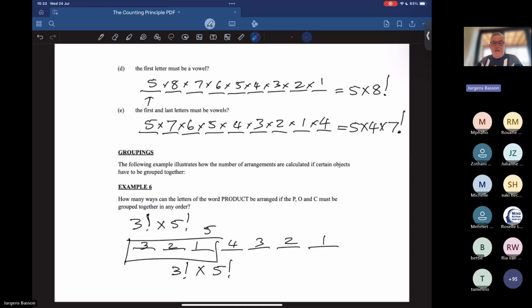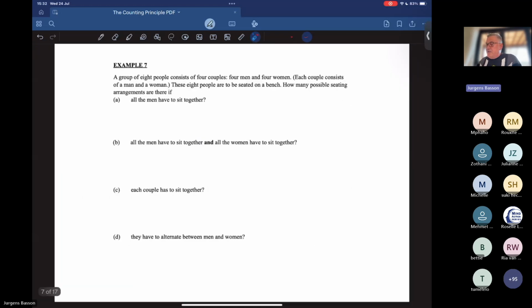There's more of them. And if there's still things you're not so sure of, I think we will address it here. In this particular question, I say there's a group of 8 people. There's 4 couples, 4 men, 4 women. And we seat them on a bench. How many possible seating arrangements are there if all the men have to sit together? You can hear the question is pretty clear. All the men. The question says nothing about the women. But your learners will still say, if you ask them how many groups, they will say 2.